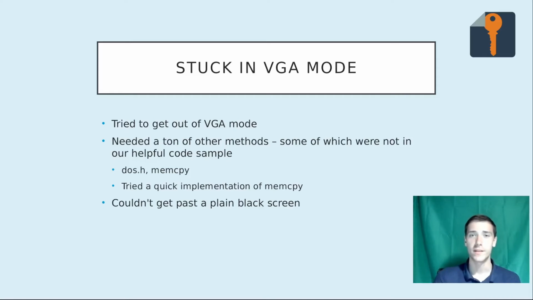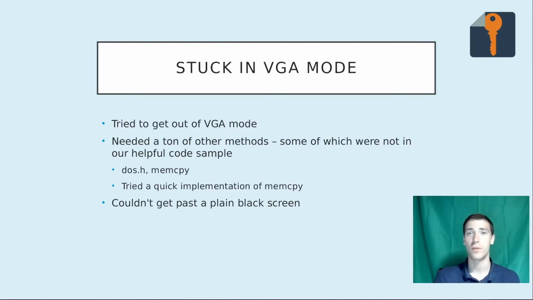So one issue with this, the glaring issue, is that once you're in VGA mode, you're kind of stuck there. The only way to get out of it is to reboot the system. And that's not really cool. It would be nice to hit a key and get out of it, but I tried and I couldn't figure out how to do that.